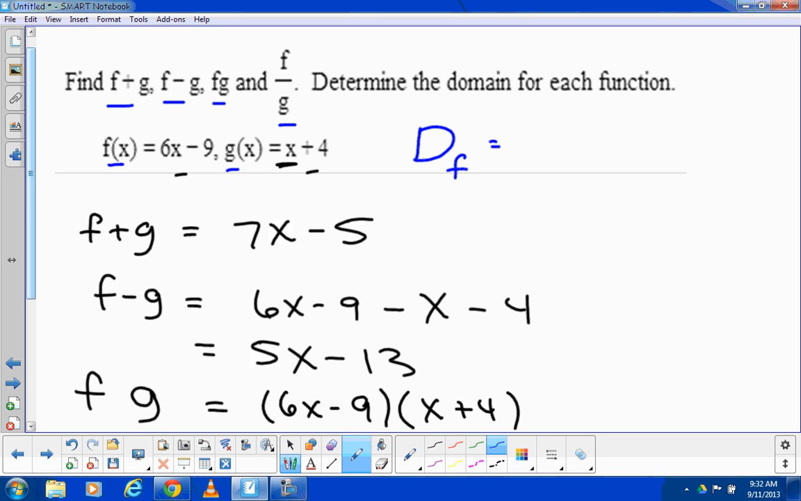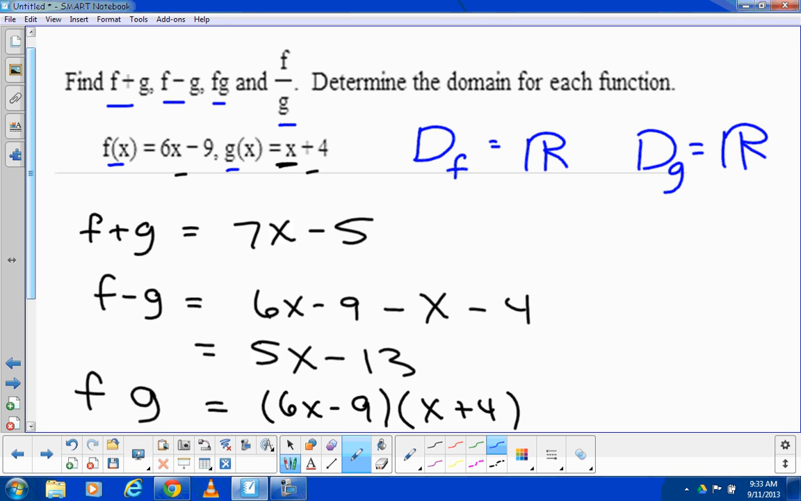What would be the domain of the f function? Are we dividing by anything? Are we taking a square root? All reals. Okay, this one's going to be pretty easy because of that. Now what's the domain of my g function? All reals.